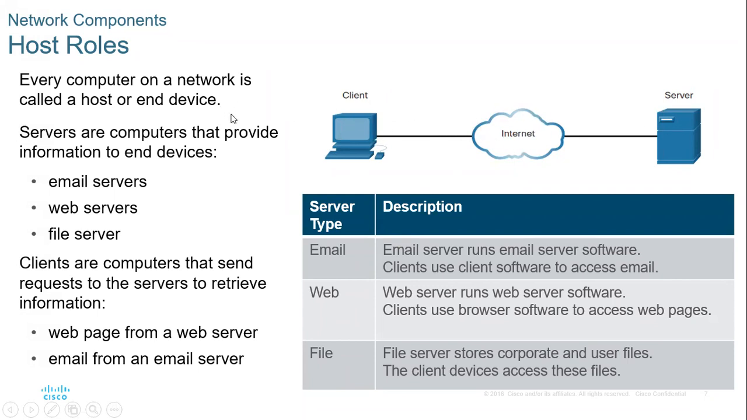This server can be an email server. You can access a web server, like Amazon, Alibaba.com, AliExpress, eBay, or any e-commerce site. They have a web server there. You can access their products and buy them from another country. So this is called a web server.